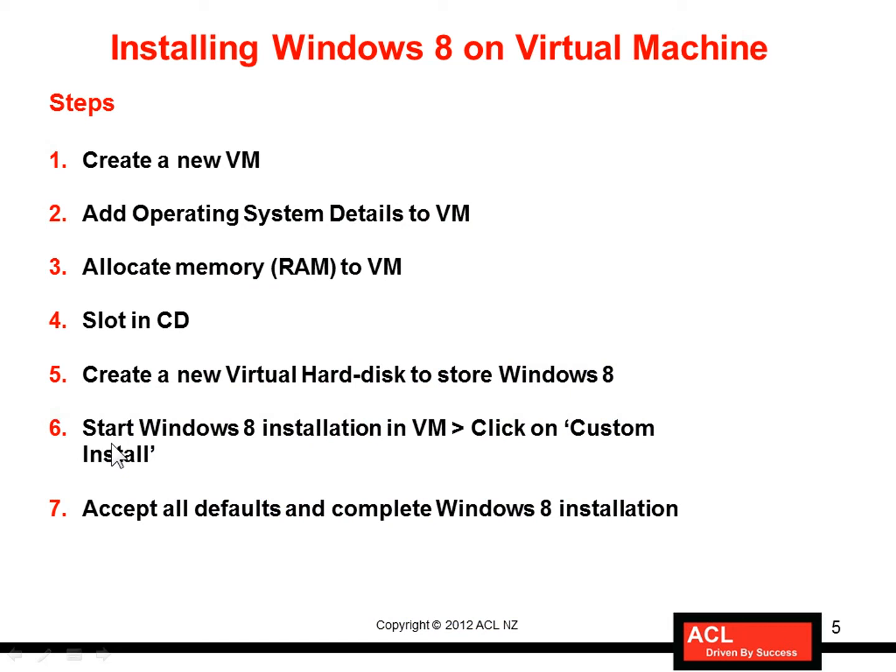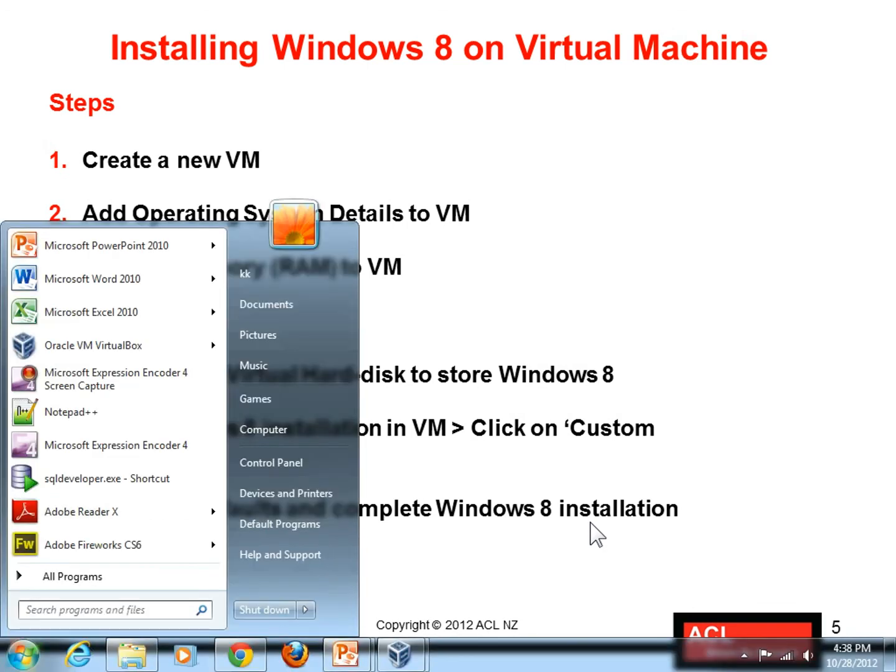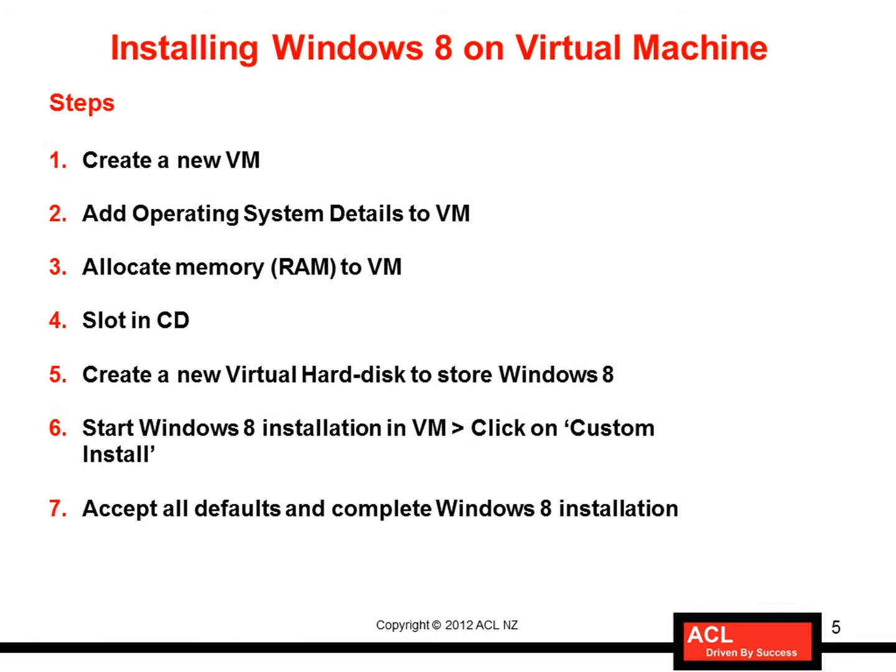And then we started the Windows 8 installation in the virtual machine. Then we clicked on the custom install option, not the upgrade option. When we click on custom install, it basically starts Windows 8 from scratch, and the installation was done after some time. Then we accepted all the defaults and completed the Windows 8 installation. I've also given my account details, and then I got an automatic email and an SMS on my mobile stating my account details.